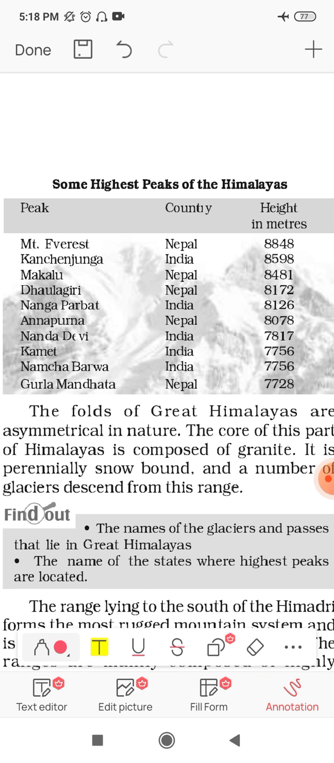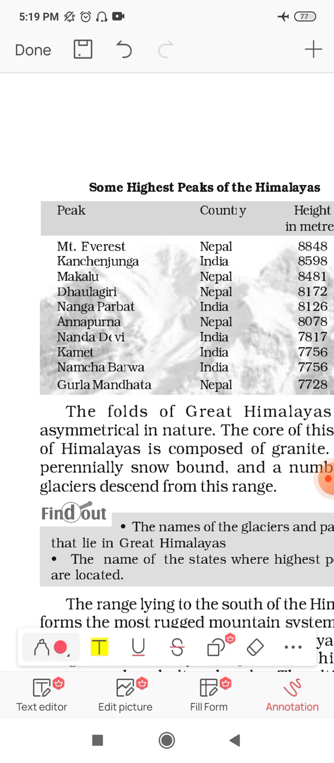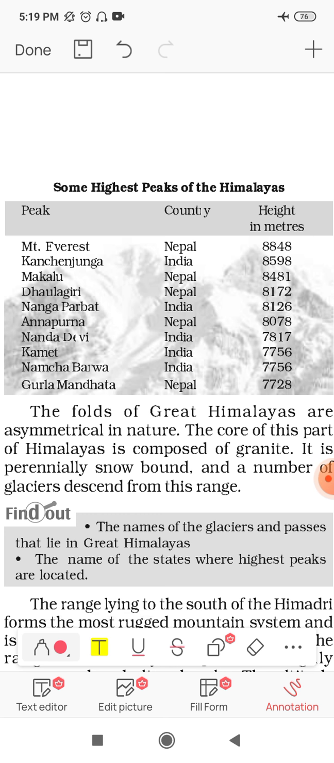Then we have Kanchenjunga, the second highest peak point. It belongs to India, which is 8,598. Then we have Makalu, Dhaulagiri, Nanga Parbat, Annapurna, Nanda Devi, Kamet, Namcha Barwa, Gurla Mandhata. So these are some of the loftiest, highest peak points in the Himalayan mountain range. Some of them belong to India, some belong to Nepal.